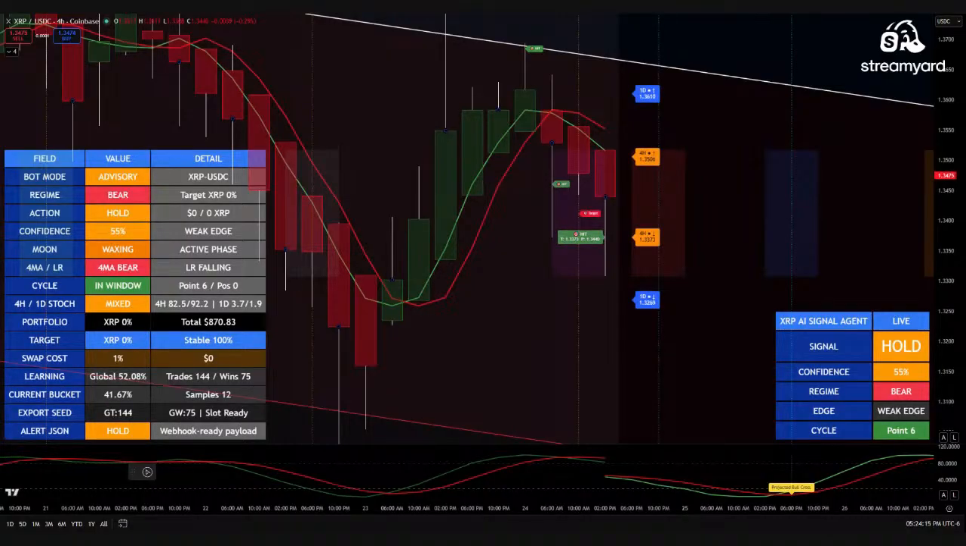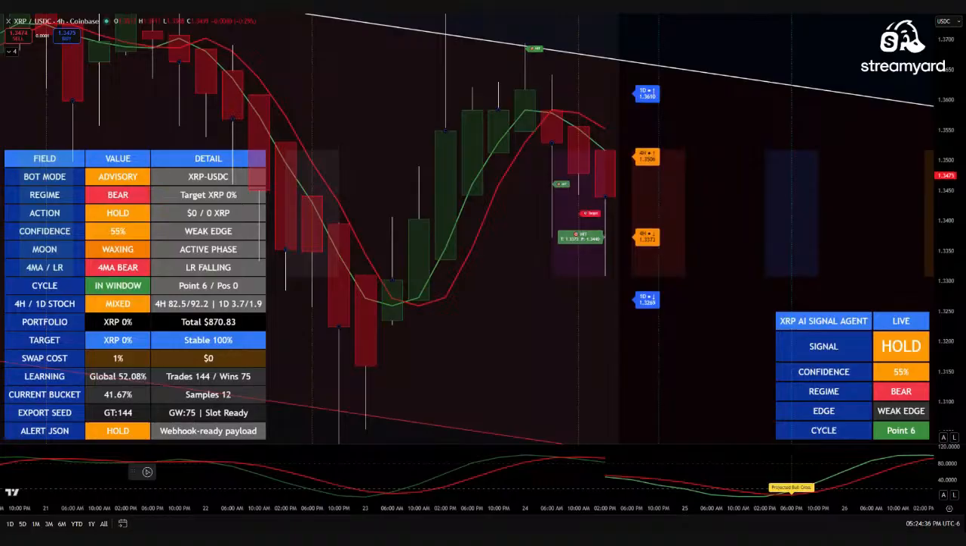Then we move into multi-timeframe analysis. The agent compares conditions across multiple timeframes and combines them into a weighted interpretation. That means the system is not looking at only one chart. It's attempting to understand context, short-term movement, long-term structure, and agreement between both.